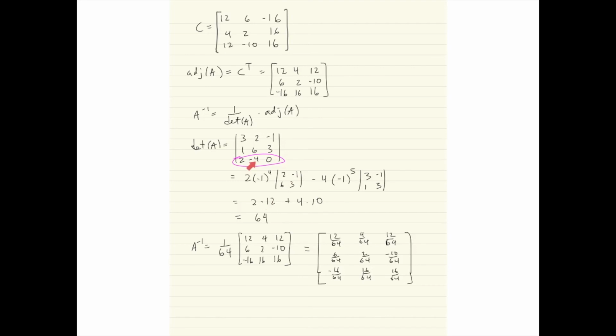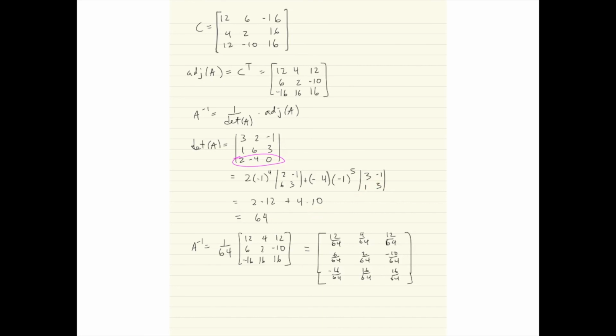and then I add -4 times -1 to the 5th power, because this -4 is in the 2, 3 position. I wish I had written it plus -4 times this, but anyway. Then you take the determinant of what remains when you delete this row and that column, and that matrix is 3, 3, 3, -1, 1, 3. So to get this, take its determinant, that's 9, minus a -1, which becomes 10, and so on.